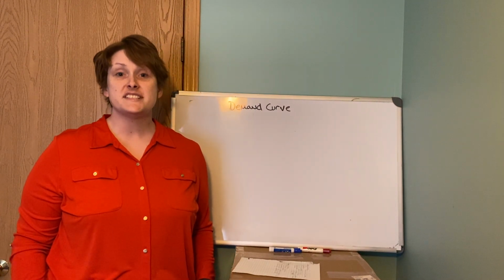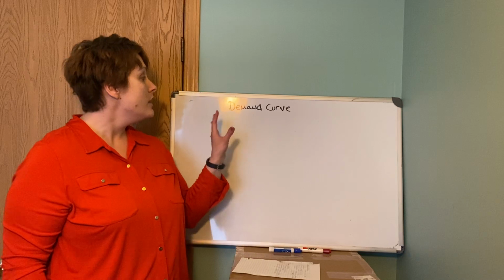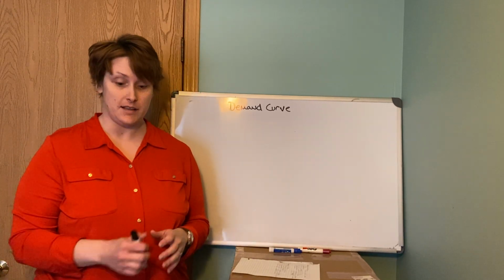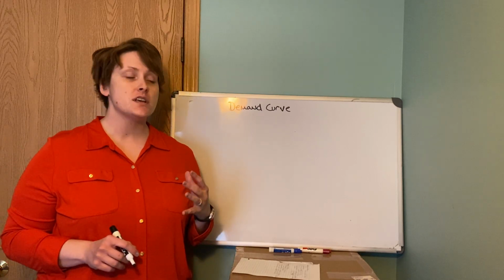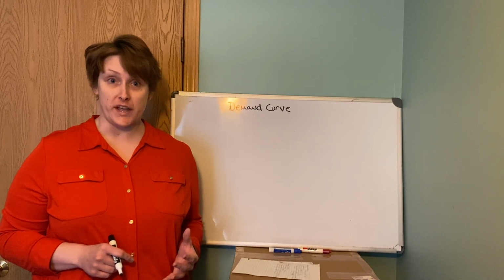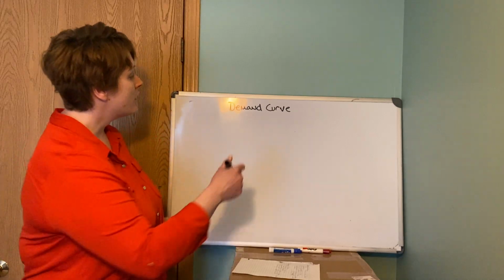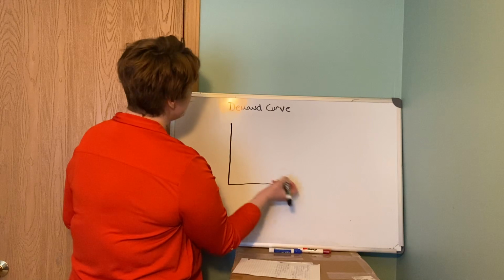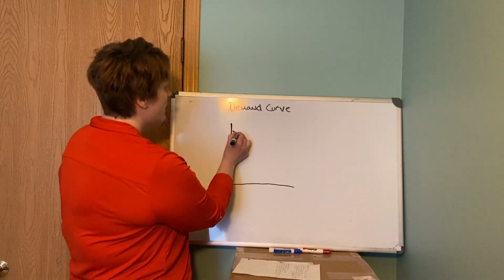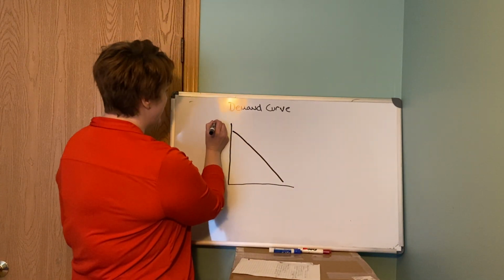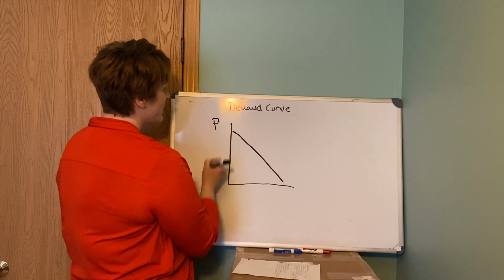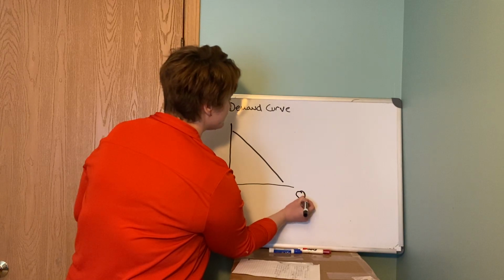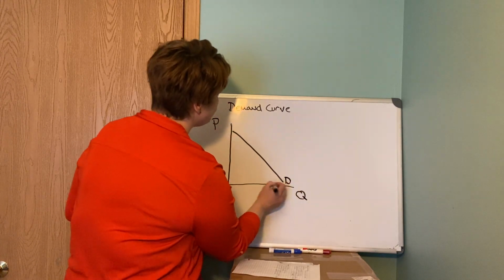In this video, we will be discussing the demand curve. The demand curve is a relationship between price and quantity, and it's one of the most frequently used models that we're going to be addressing in this class. The demand curve is downward sloping with price on the vertical axis, we'll call it P, and quantity on the horizontal. And this is our demand curve.